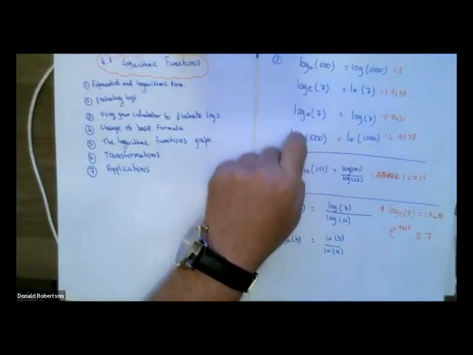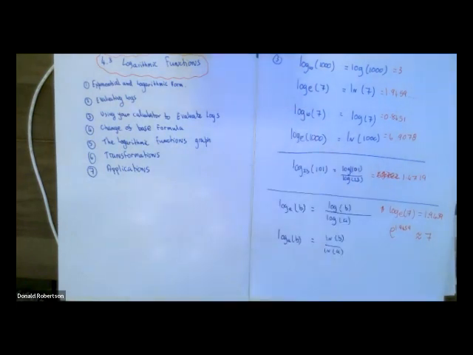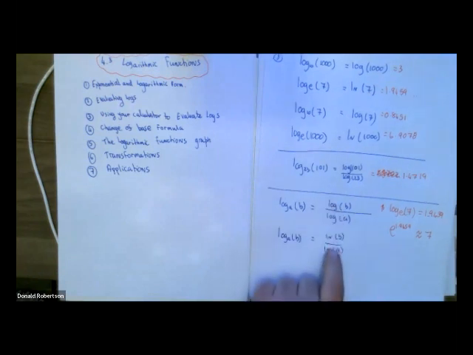If they are log to base 10 or log to base e, then you've got a button on your calculator. If they're any other, use the change in base formula. Either one will do, they both give you the same result. And that is us for this lesson.